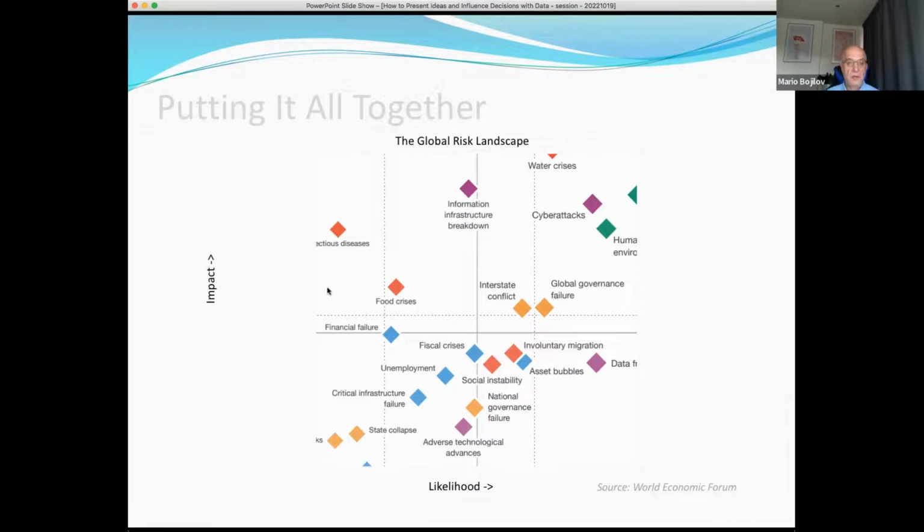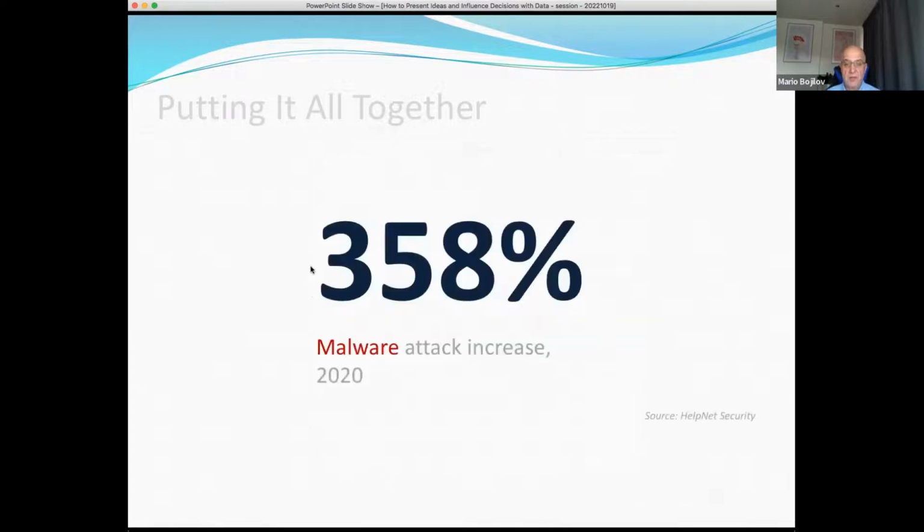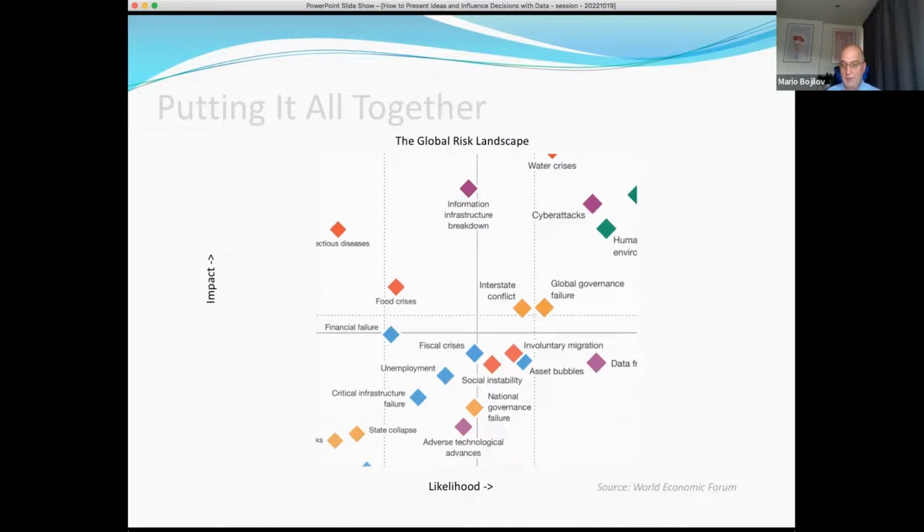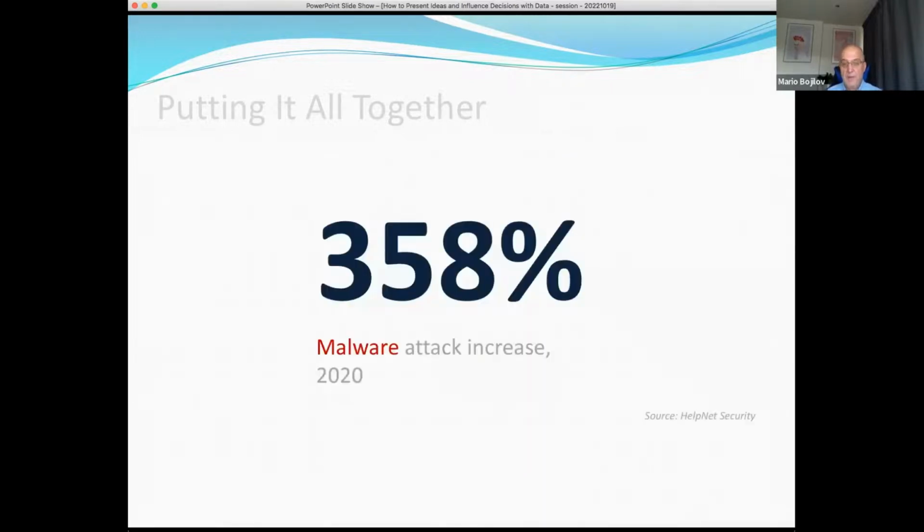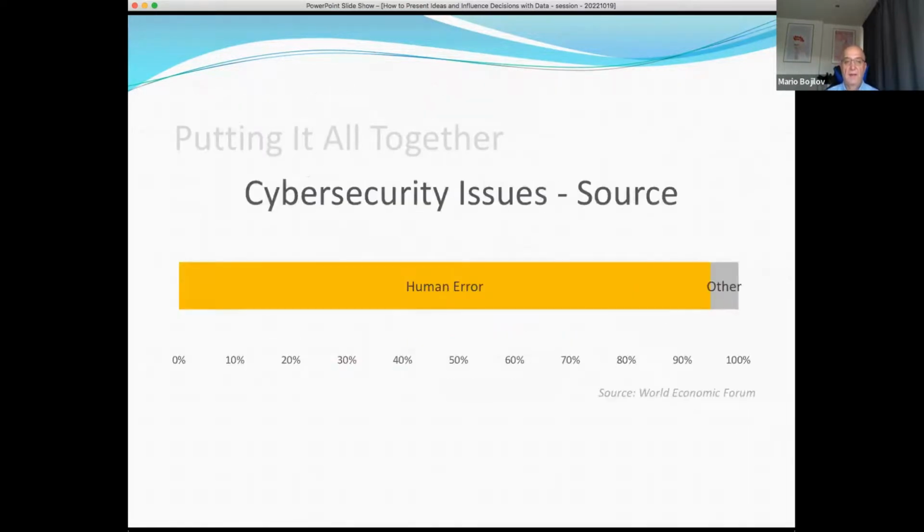How do we know that? What is the actual expression of those risks? Well, here is something: 358% increase of malware attacks in 2020 compared to 2019. So malware is on the increase. That links to cyber attacks. Malware is a type of cyber attack. So this is the high impact, high probability. It is, of course, high probability if they increase 358%.